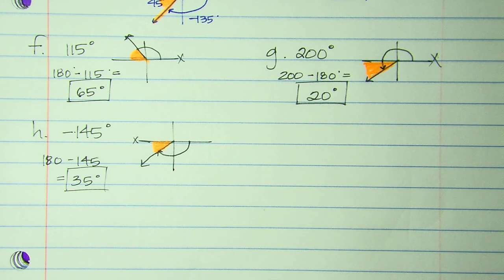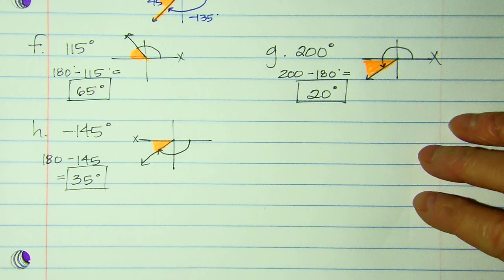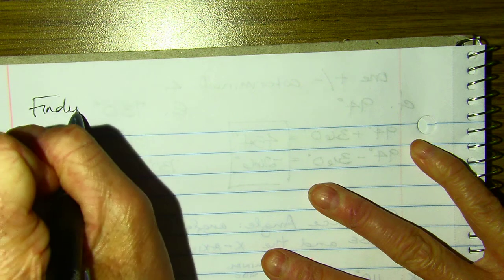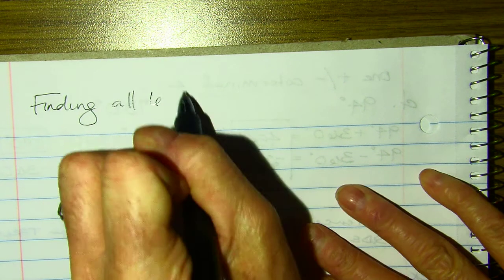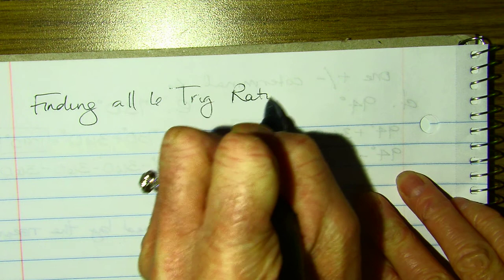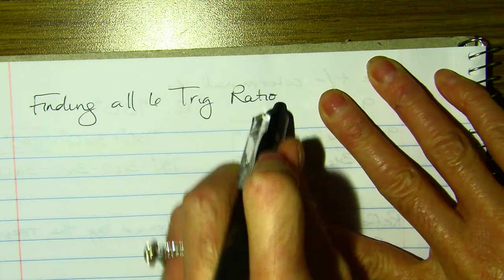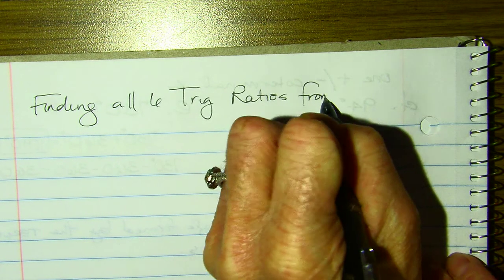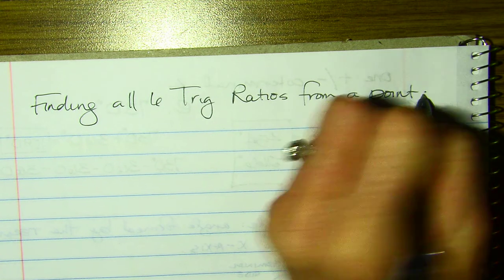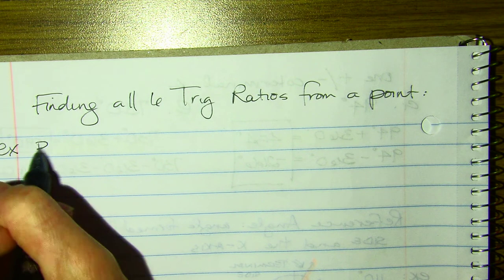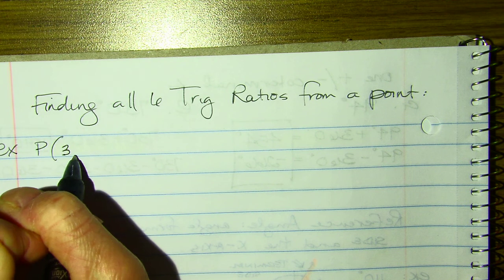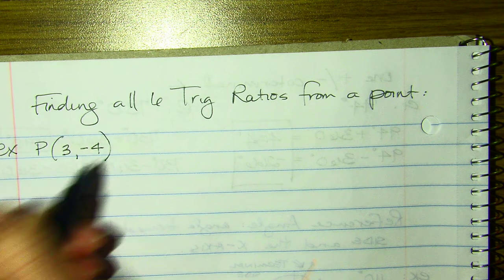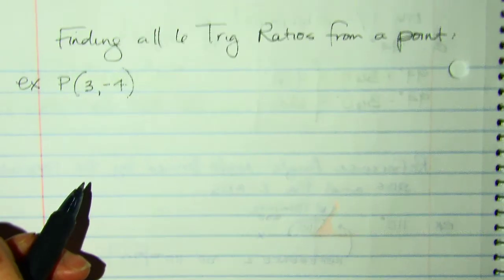Okay, last one that we're going to do, and it is seen on tests and homework, is finding all 6 trig ratios from a point. So I'm going to do an example. Let's say I tell you my point is at 3, negative 4. And I want all 6 trig ratios.